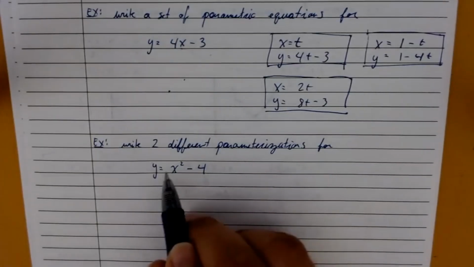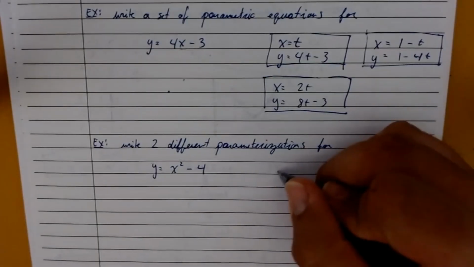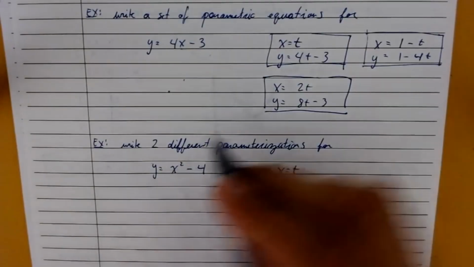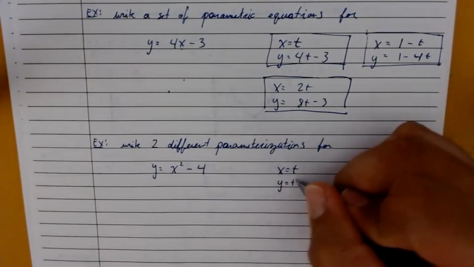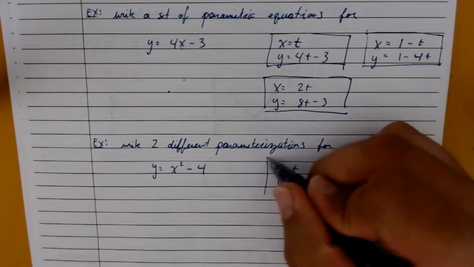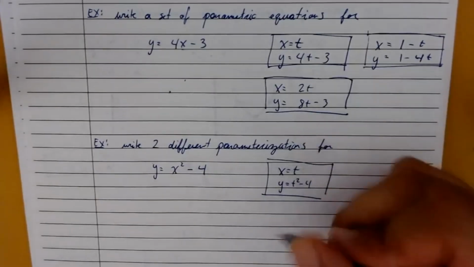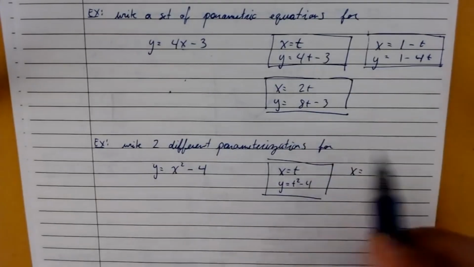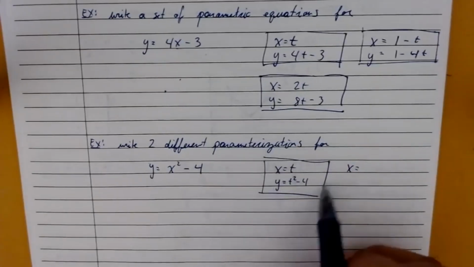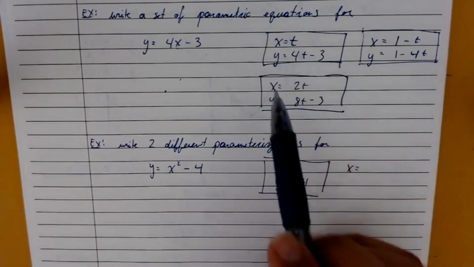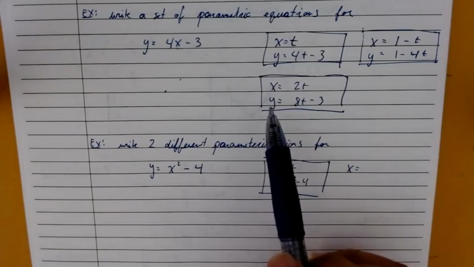Okay, so the simplest one is where x is equal to t, in which case y would equal t squared minus 4. And there we go. That is a parameterization. Now, of course, we can use another parameterization. We can say x is equal to... You probably got this one as one of your 2 because it is the most basic one, and it's the one you will use the most often should you need to parameterize something.